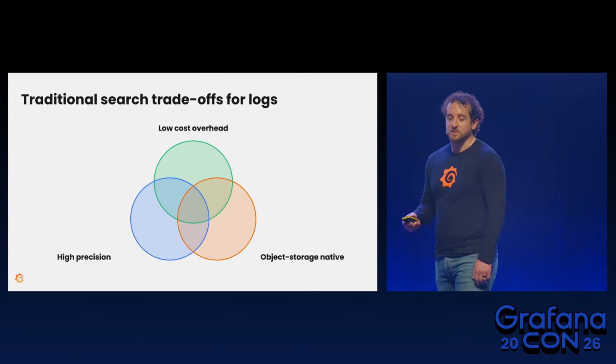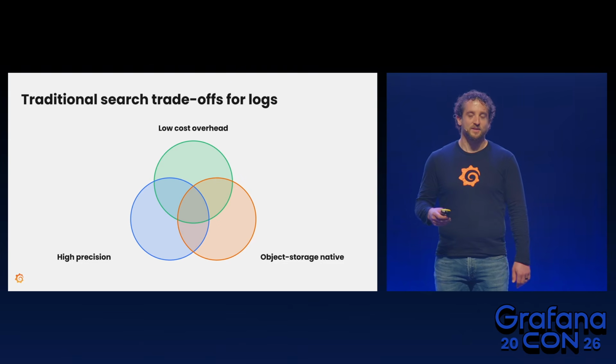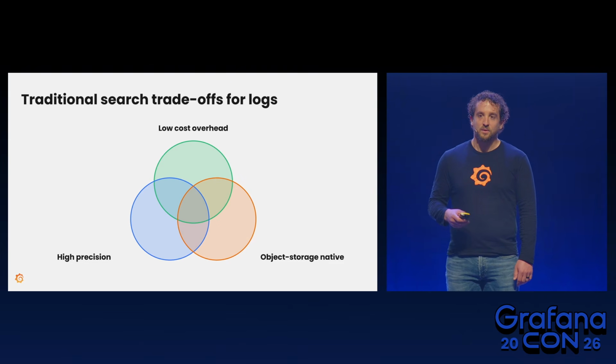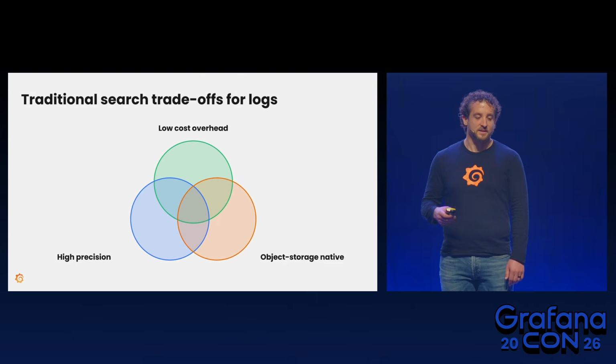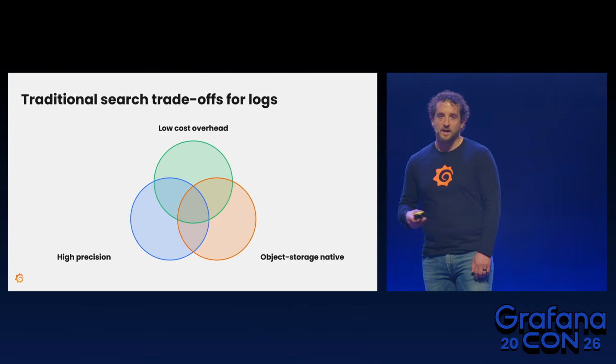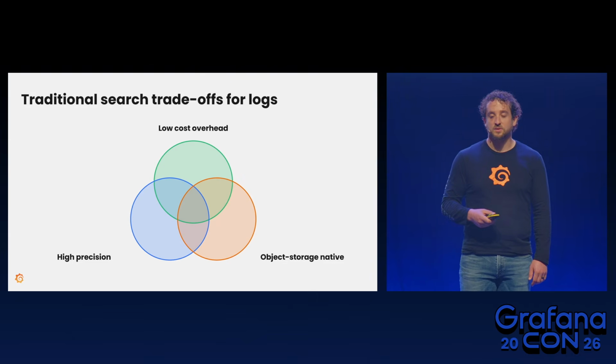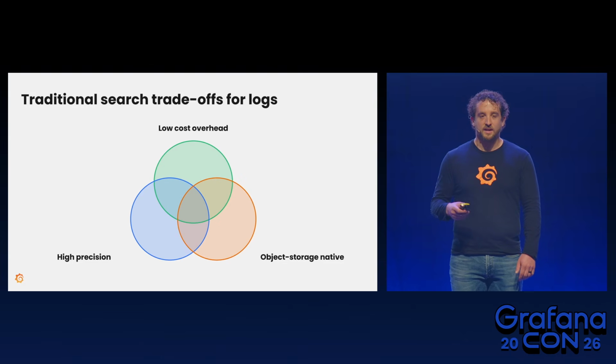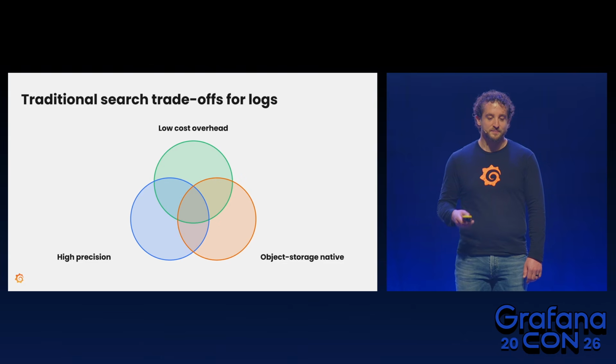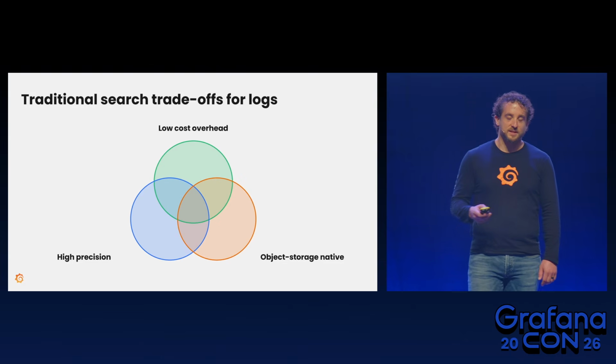We can boil it down to 3 requirements on this problem. We want to offer indexing that brings low cost overhead, high precision, and is object storage native. And that has not existed before. But there have been some attempts to solve this.